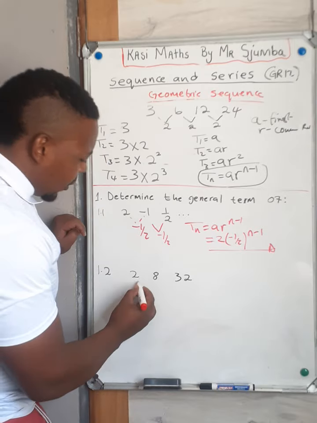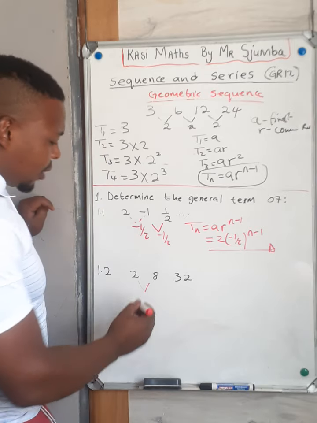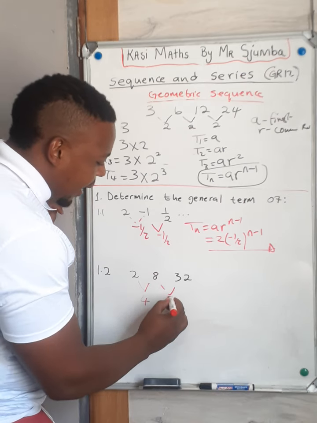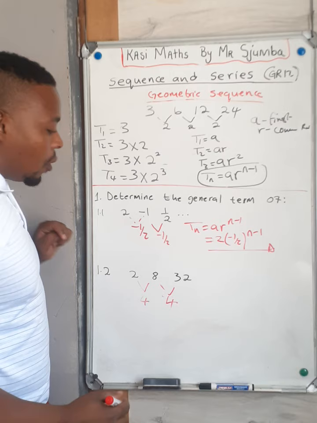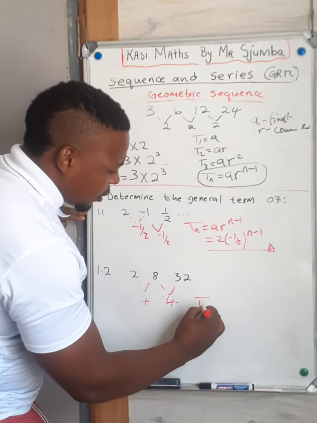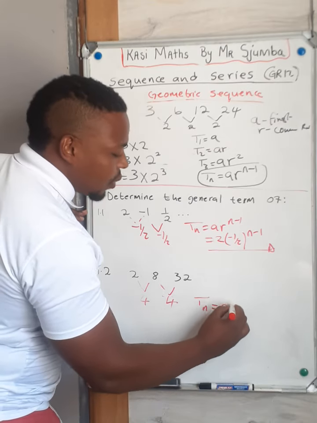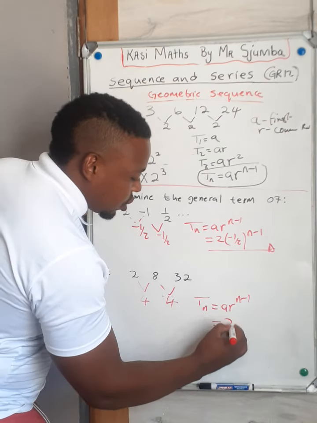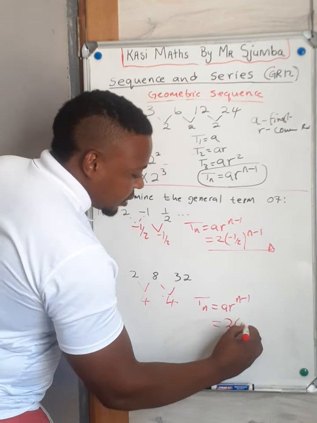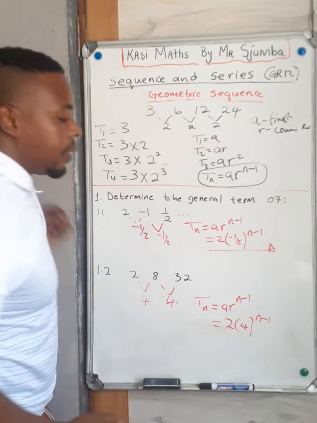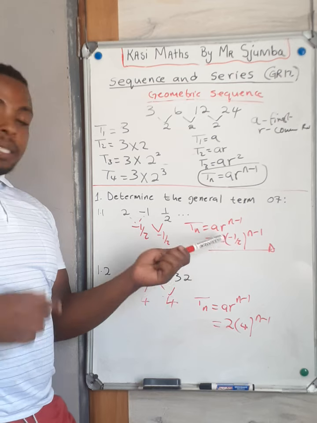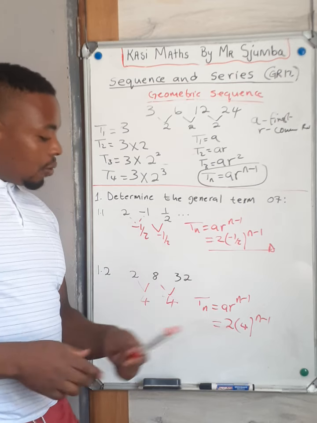Let's go to the second one. First look for the common ratio. 8 divided by 2 is 4. 32 divided by 8 is 4. So now we put it in the formula. Tn is equal to AR^(n-1). Our first term A is 2. Our R is 4, raised to n minus 1. So this is how you find the nth term of a geometric sequence.